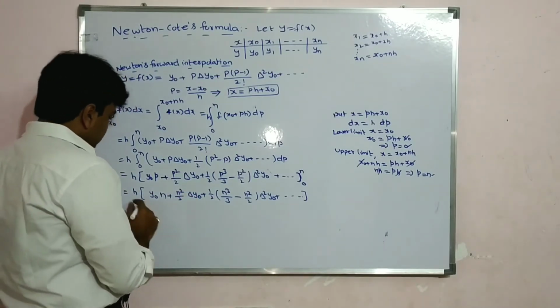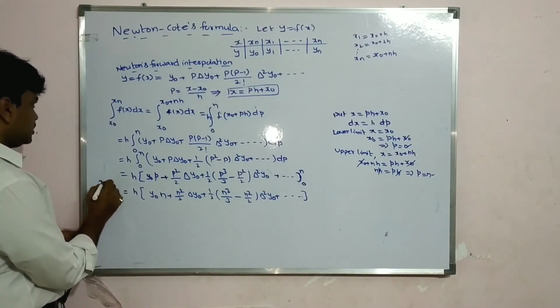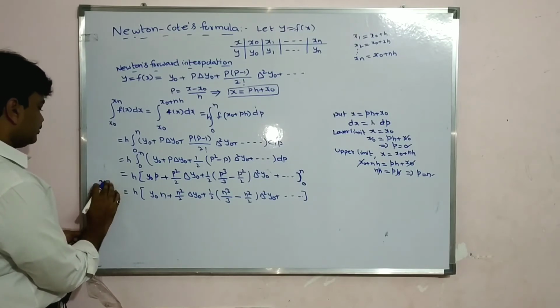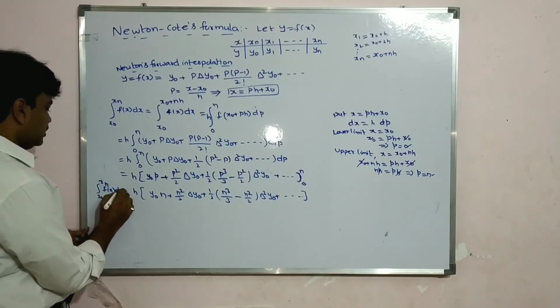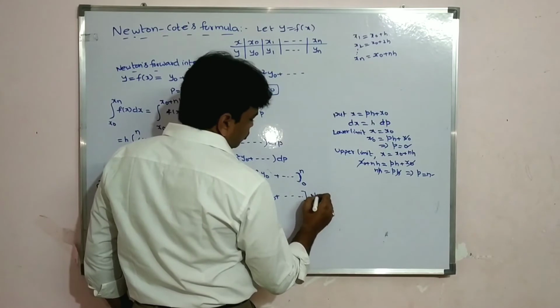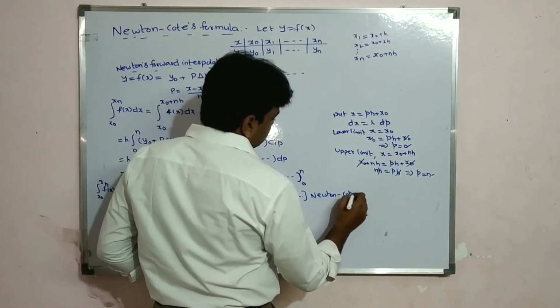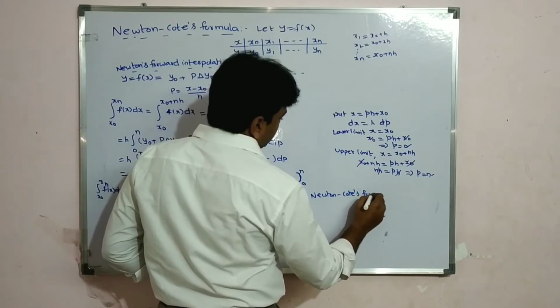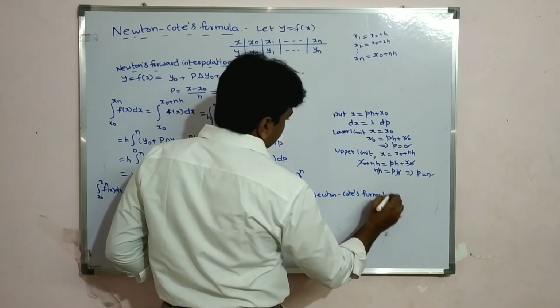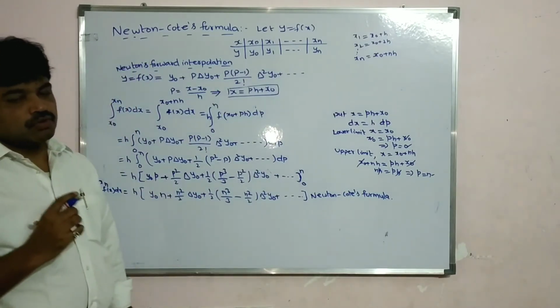Now, this integral x naught to x n of f of x dx is called Newton's Cote's formula. This is the general Newton's Cote's formula.